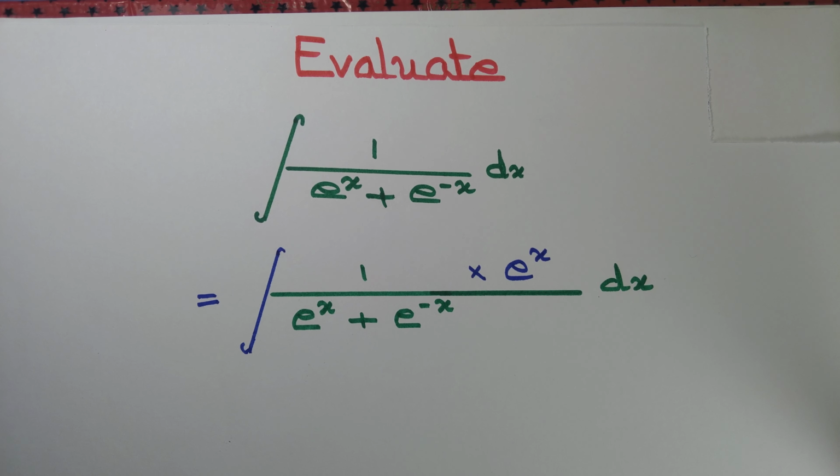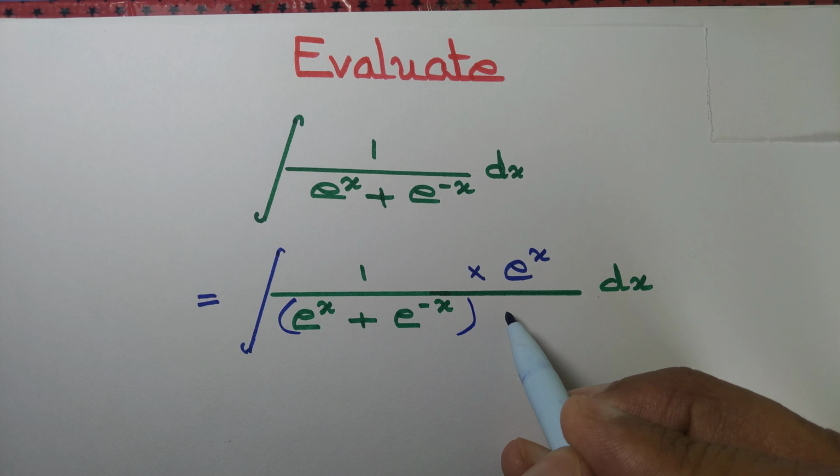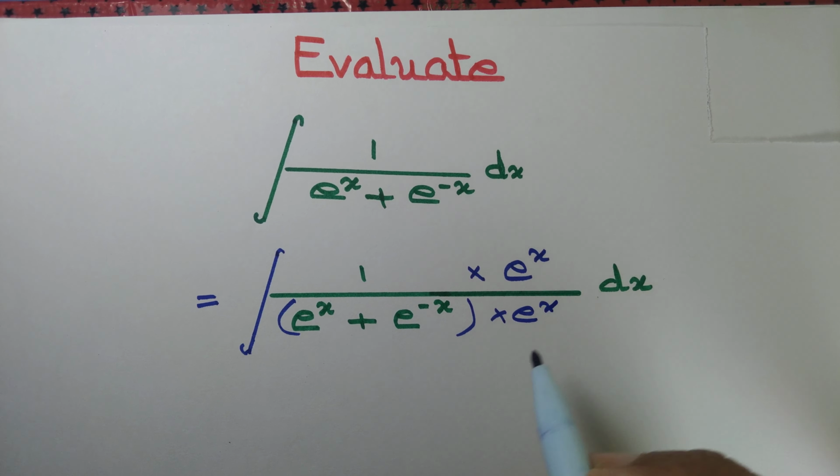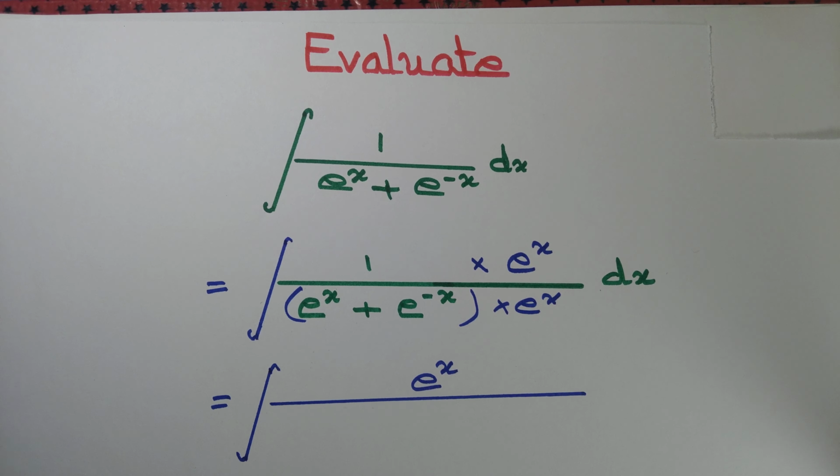the integrands are not equal. So what we do is we multiply the denominator as well by e to the power x. Now they are equal. Let us simplify the numerator as well as denominator.